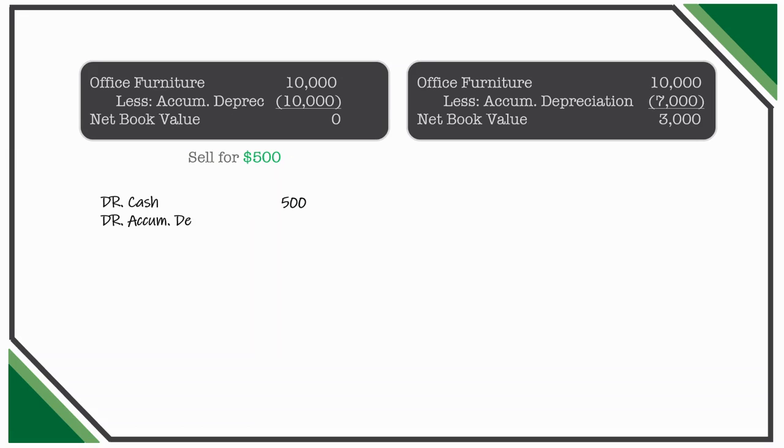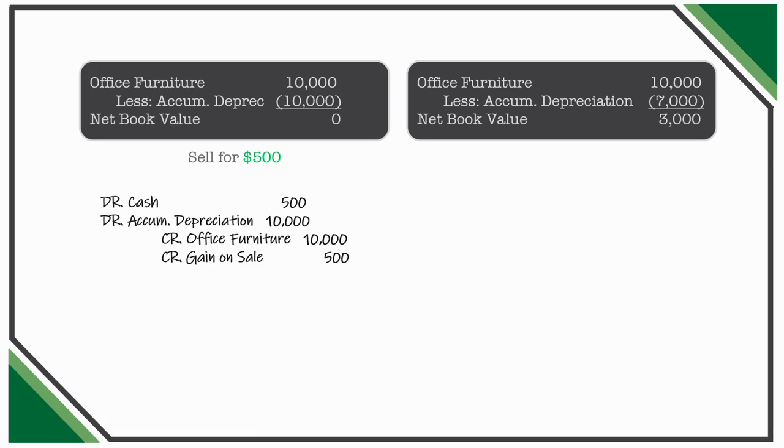Again, both the accumulated depreciation on the books as well as the fixed asset historical costs are removed with a debit to accumulated depreciation of $10,000 and a credit to office furniture of $10,000. In order for this journal entry to balance, there needs to be an additional credit of $500. This credit is recorded to an account called gain on sale of fixed asset.